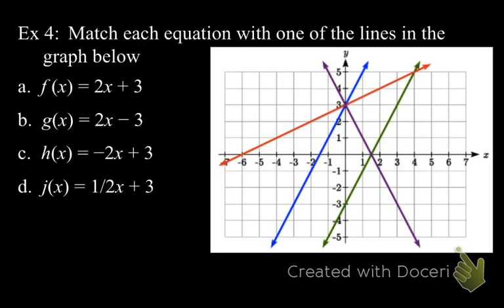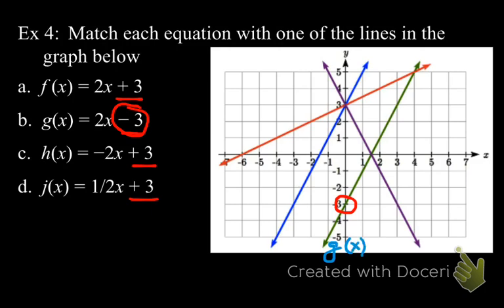For example 4, we're going to match the equation with one of the lines in the graph. And so we're going to start with kind of comparing these. I'm going to start out looking at these intercepts right here, and specifically, this is the one that's different. So that makes it really easy to differentiate from the other ones. So right away, we know that g of x is going to be the one that goes through with a y-intercept of negative 3. So this one down here, I'm going to go ahead and label that one g of x, the green one.